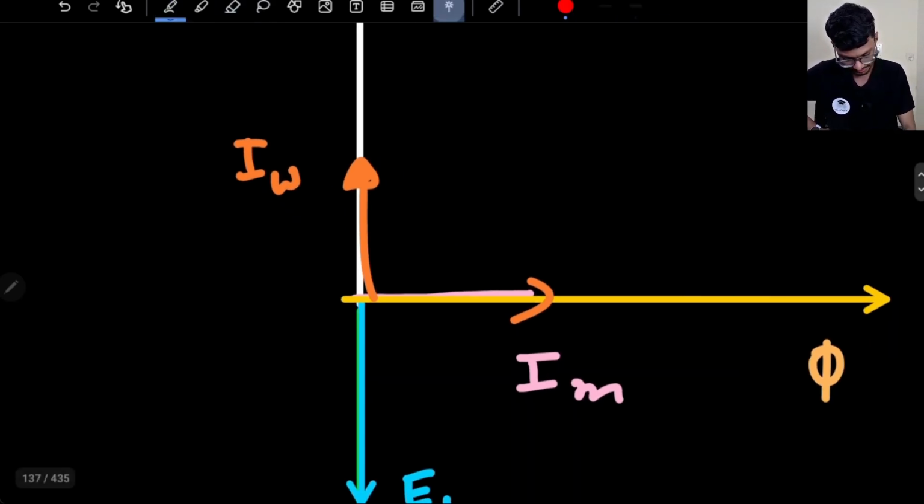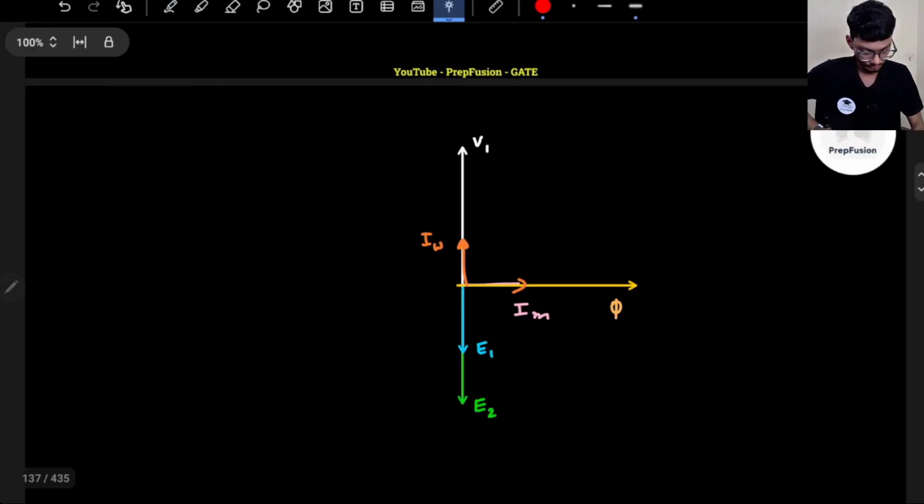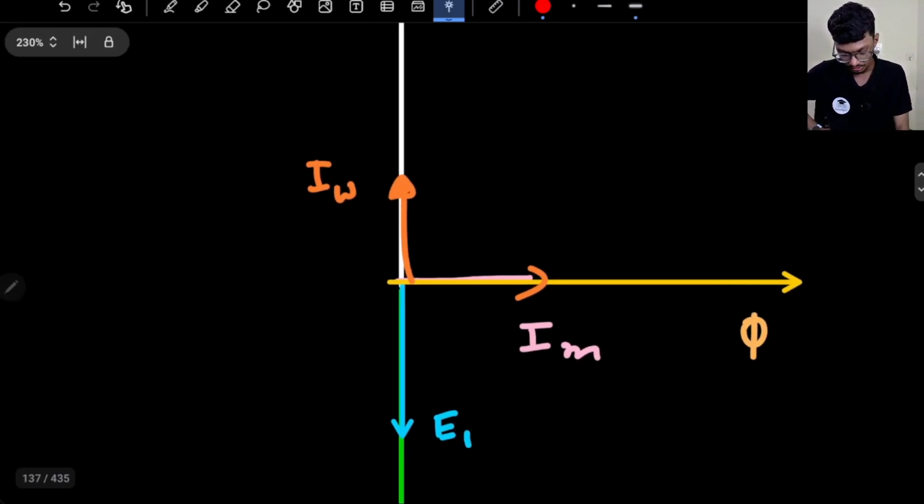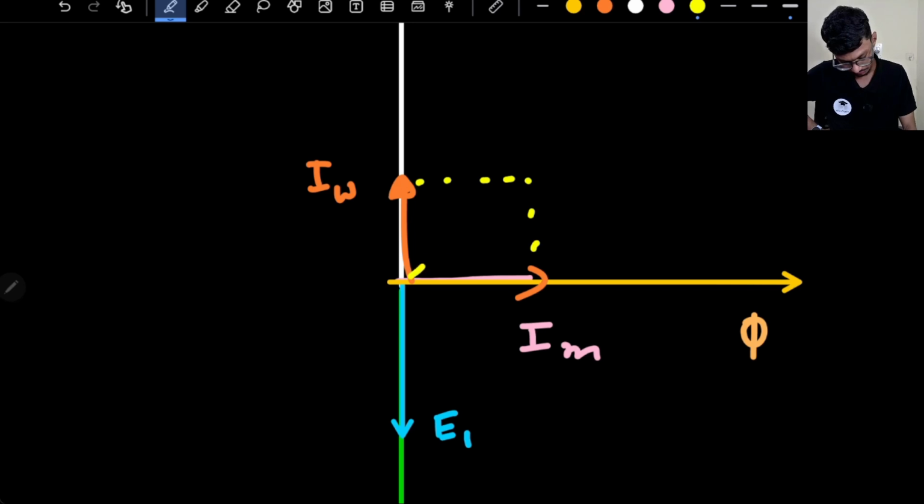So this is my magnetizing component. This is my core loss component. So what will be the IO? IO will be the vector sum of IC and IM, or IW and IM. So this will be here. This will be the no load current IO.